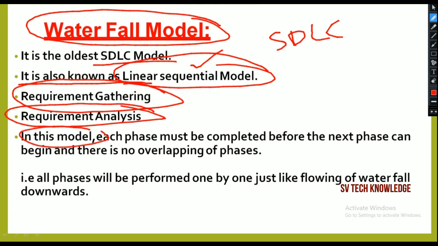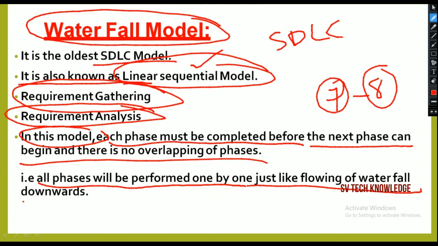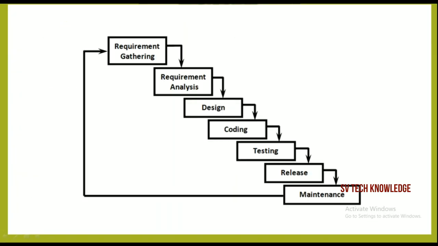In this model, each phase must be completed before the next phase. Suppose we have almost 7 to 8 phases in this waterfall model. In each phase we have to make sure that the previous phase is completed before going to the next one. There is no overlapping of phases. Once you go to the fourth phase, you cannot come back to the third phase. All phases will be performed one by one, just like a waterfall flowing downwards. We will show a diagram so you can understand easily. This is the waterfall model block diagram.